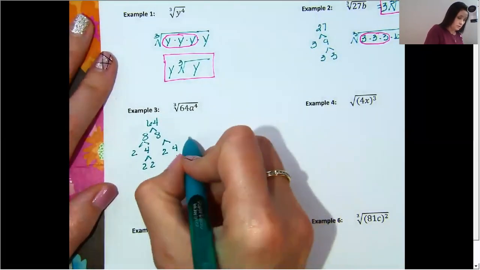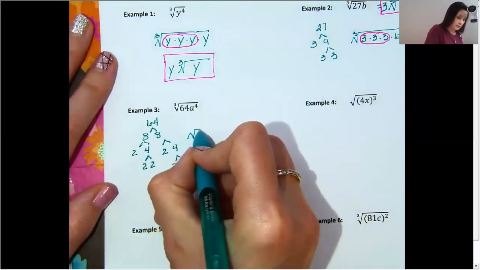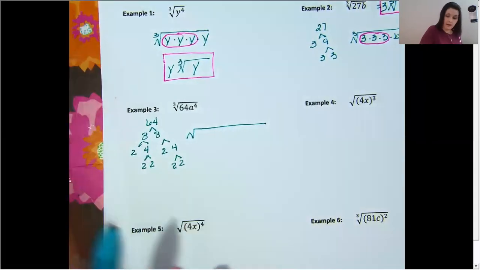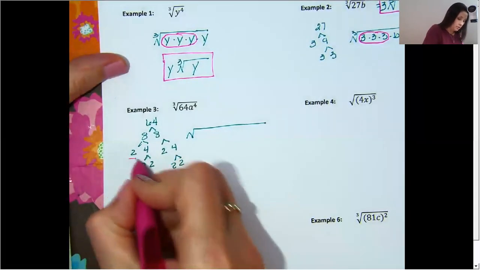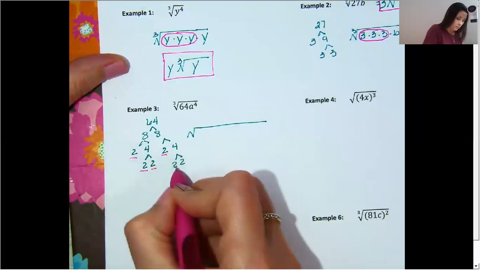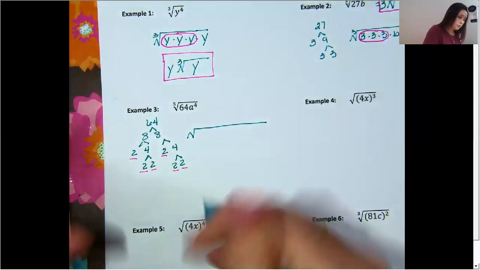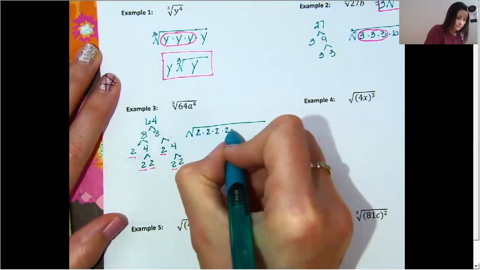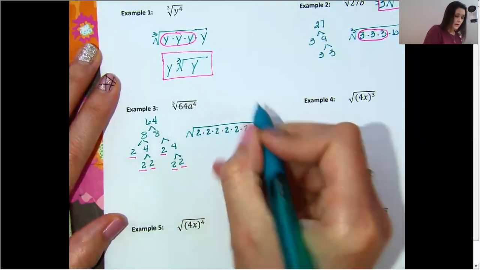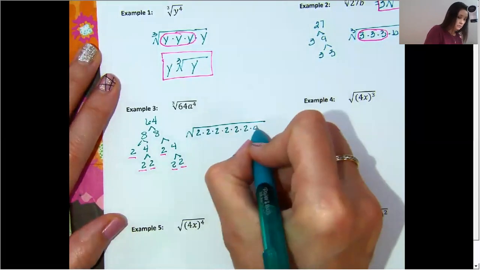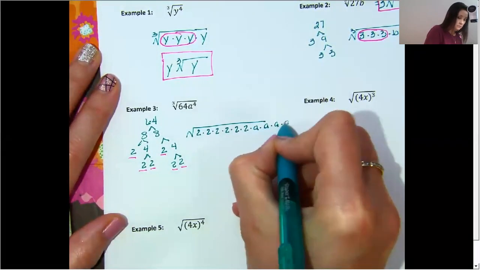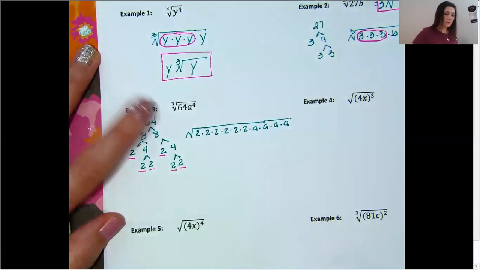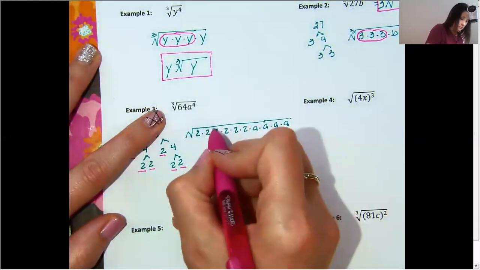So, I can put that inside. I'm going to be very careful here. I have 1, 2, 3, 4, 5, 6 twos, and then I have 4 A's. Okay, so I'm going to circle my groups of 3.